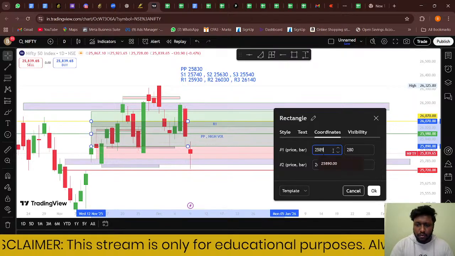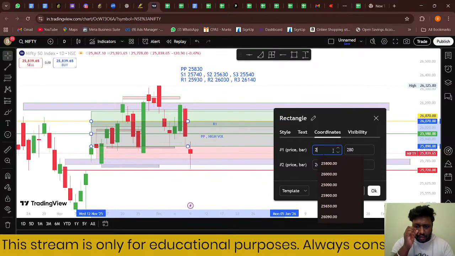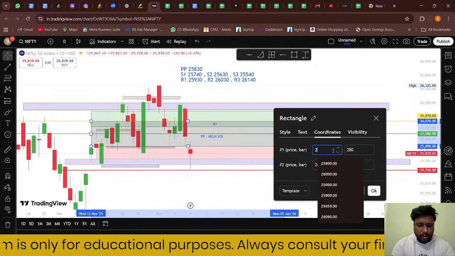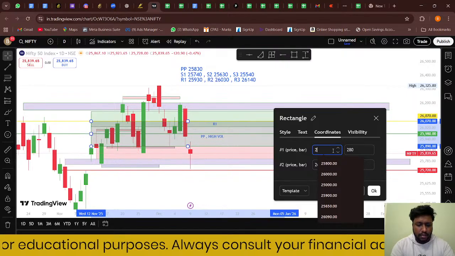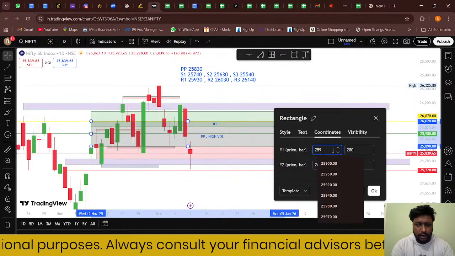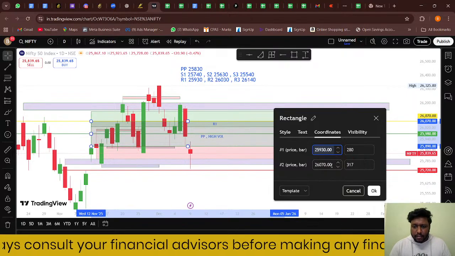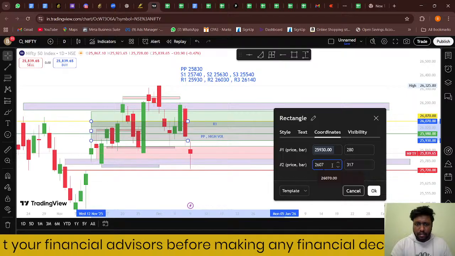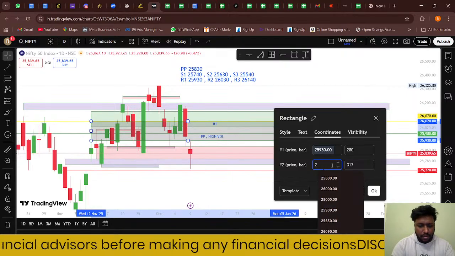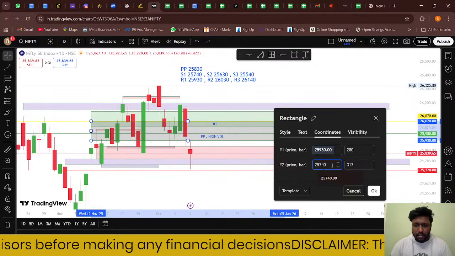But as of now, we will mark the consolidation level, which will be between support 1 and resistance 1. 25,930 will be resistance 1, and support 1 will be at 25,740.